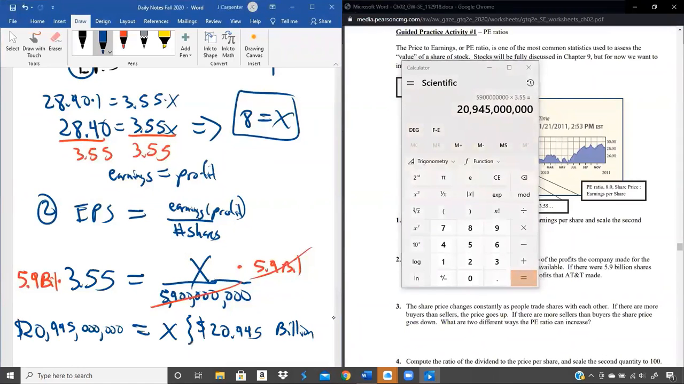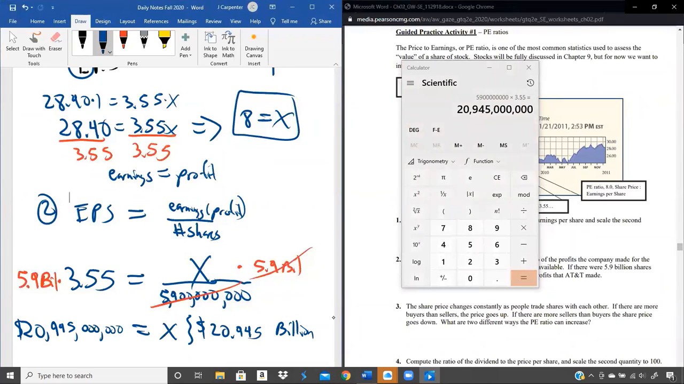In the real world, nobody cares how you express your numbers. My math lab would ask you to write it in billions or to write all the zeros, so just pay attention. So this company over the past year profited $21 billion, roughly, just rounding it out.